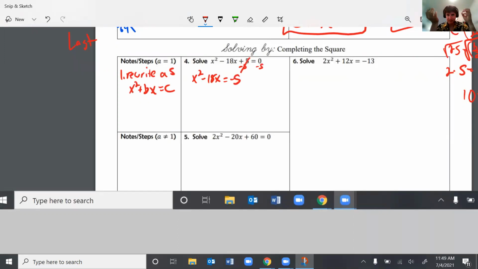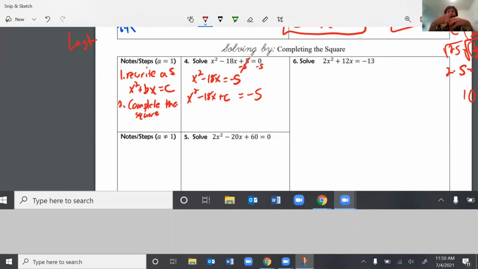Now what we're going to do here is what we call complete the square. Very vague step. So what that means is we're going to turn this, think about if we have x squared minus 18x plus c equals negative 5, just what we did before. What number would make this factorable into a perfect square trinomial? Or really, we're just looking for something that makes it factorable.